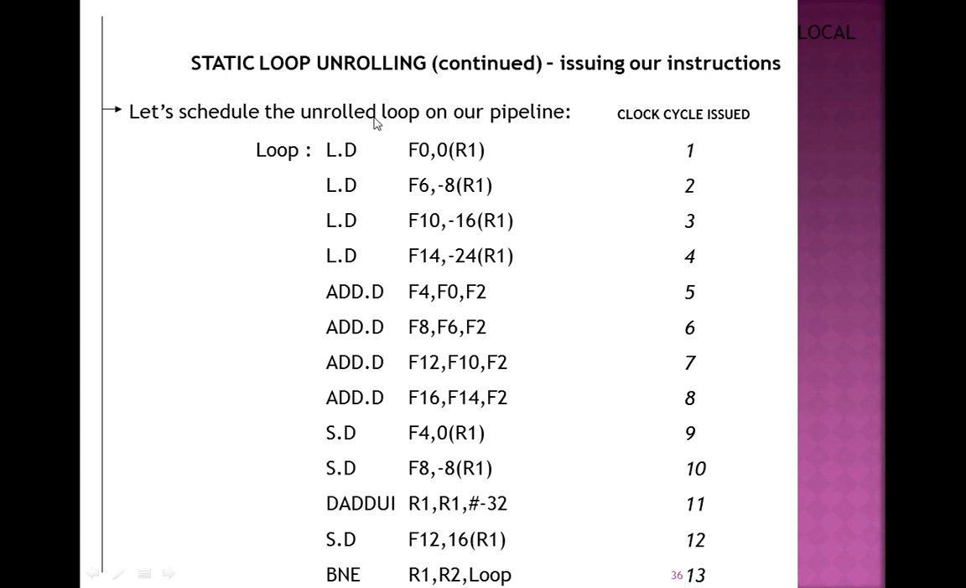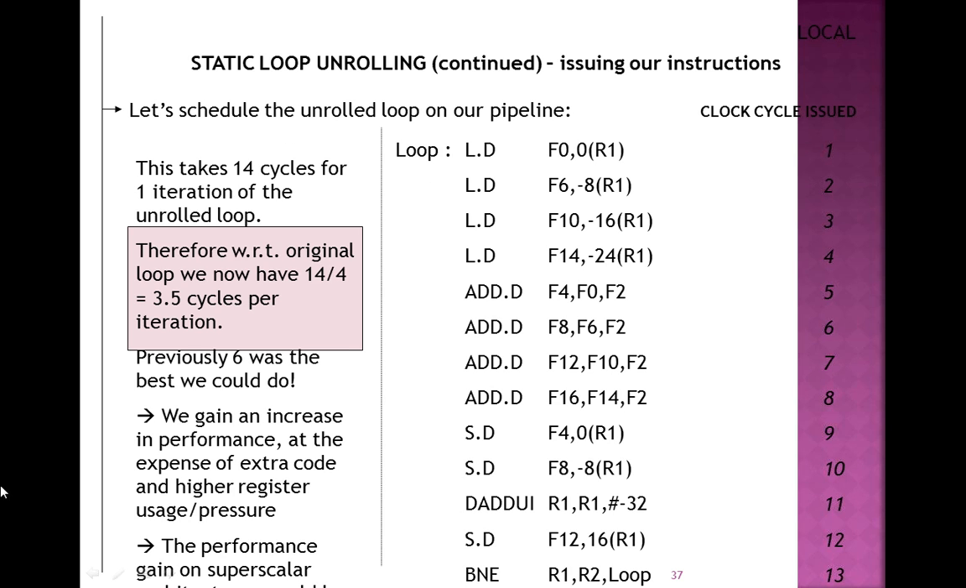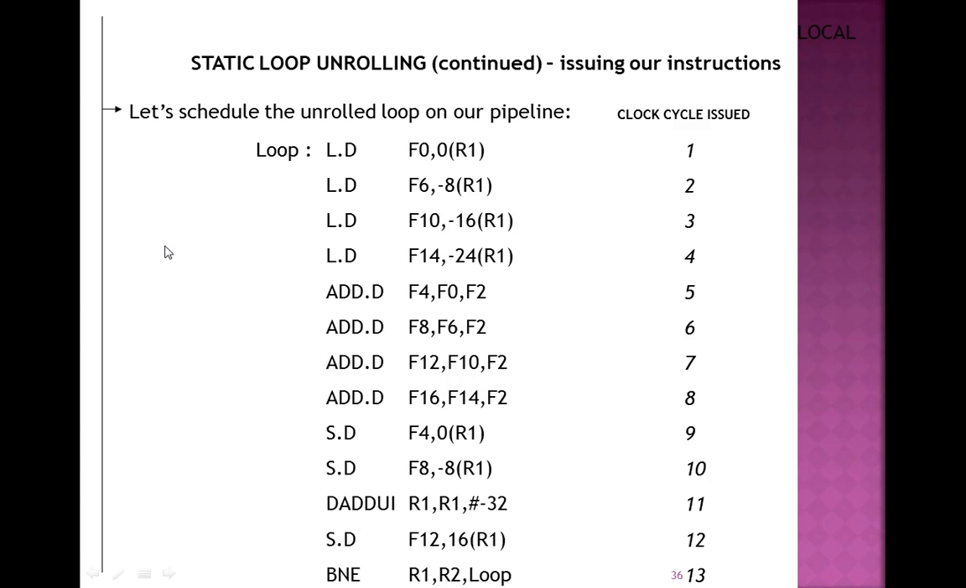Now let us schedule the unrolled loop on our pipeline. This is the scheduling that takes 13 clock cycles. 4 are used for LDs, 4 are used for ADDs, 2 are used for SDs, 1 is used for DADDUI, 1 is used for SD, and 1 is used for BNE. Let us schedule the unrolled loop on the pipeline. That is the next example, how to schedule on the pipeline.